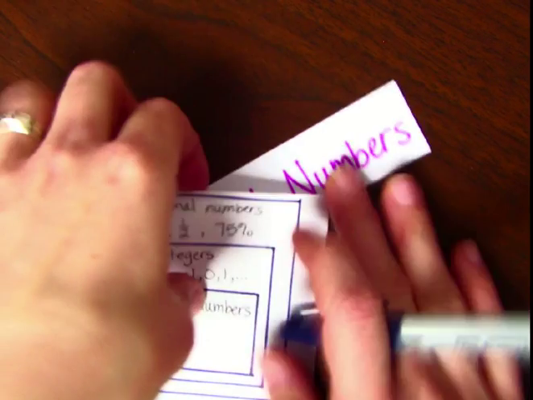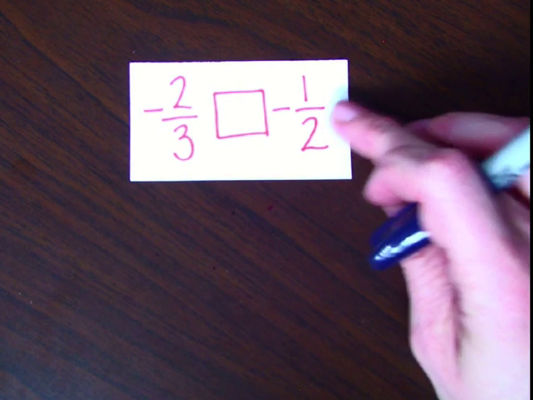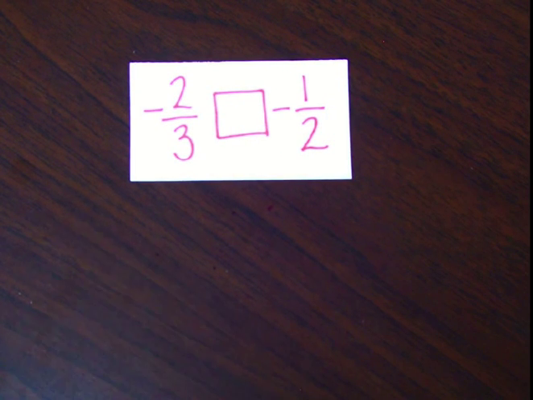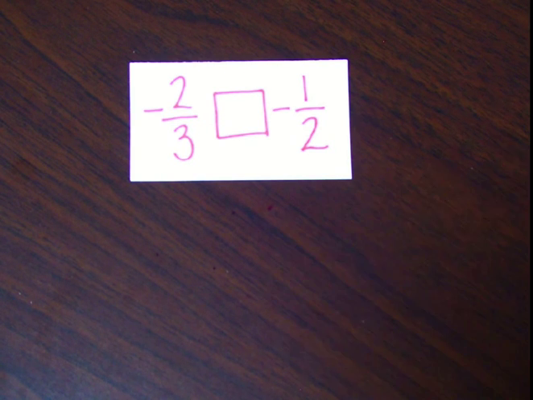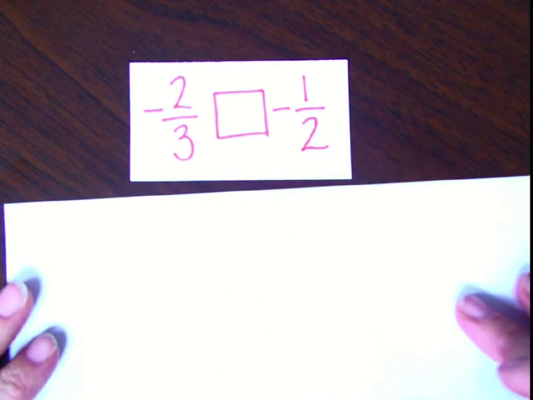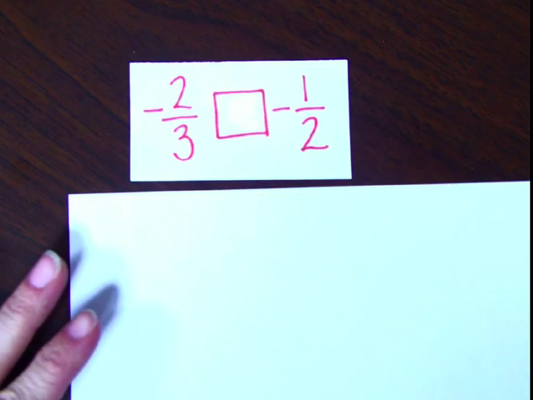All right, let's work with some rational numbers. Yesterday we put numbers in order and we compared numbers. So we're going to start the same way. We're going to compare -2/3 and -1/2. Before you can compare numbers, you first must put fractions into like denominators.